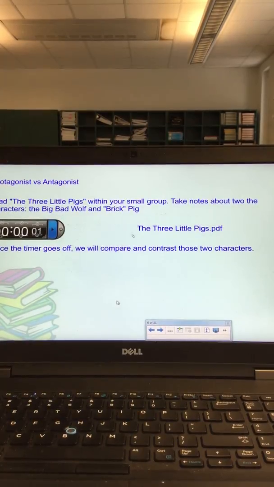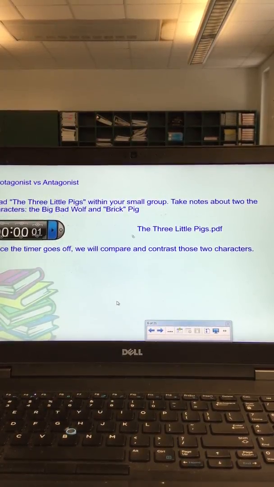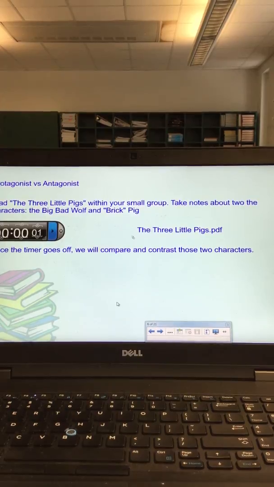So after that, students would read The Three Little Pigs within their small group. And they're going to take notes about the two characters, the Big Bad Wolf and Brick Pig.